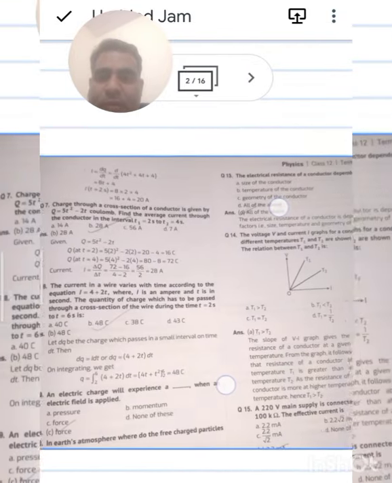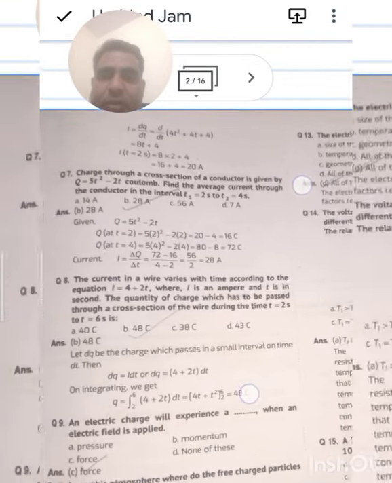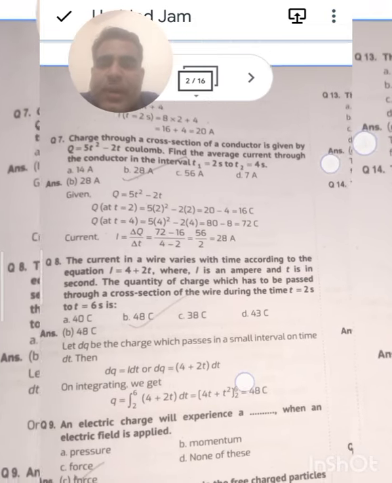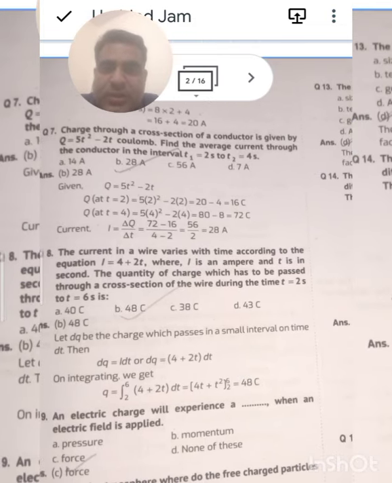Now the next question says that the charge through the cross section of a conductor is given as q equals 5t square minus 2t coulomb. Find the average current through the conductor in the time interval t1 equals 2 second and t2 equals 4 second. You simply write down the values: 5t square minus 2t at t equals 2 second, put the value, then delta q upon delta t, and put the value 4 minus 2, you will get 28 ampere.